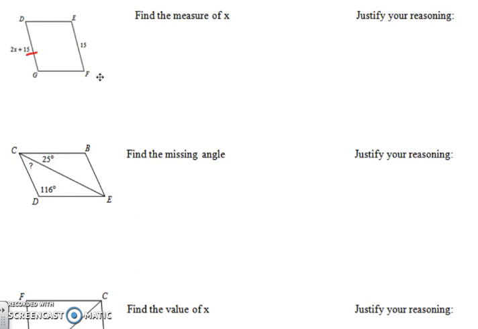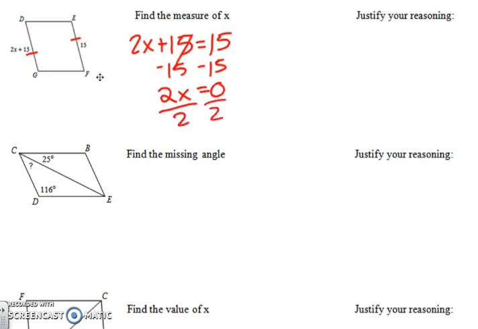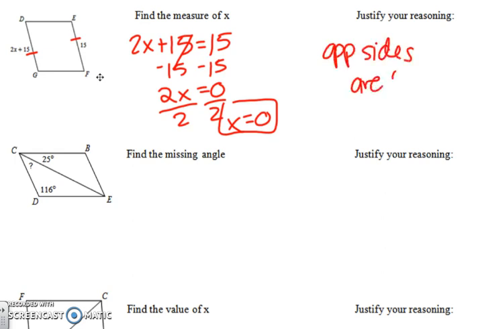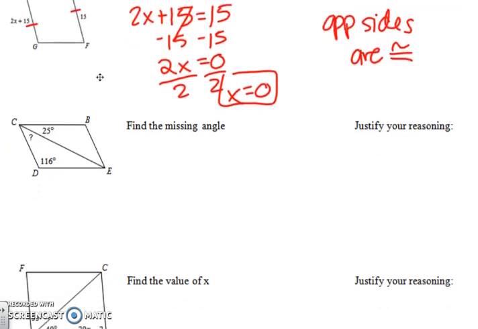In a parallelogram, I know they're equal. So all you have to do is set 2x plus 15 equal to 15. And you get 2x equals 0. Don't stop. Divide by 2. x equals 0. Okay? If I plugged it back in, it would be correct. And so my justification is opposite sides are congruent. So if you get sides, just set them equal.